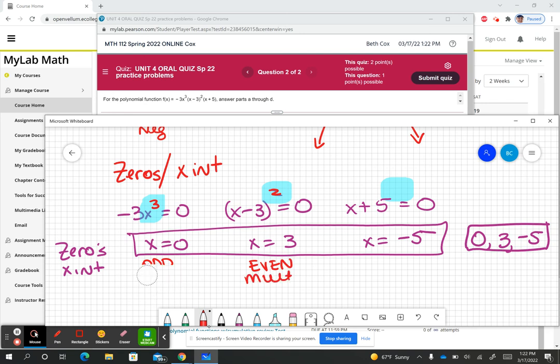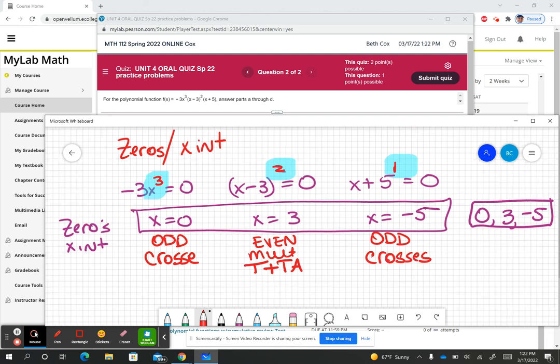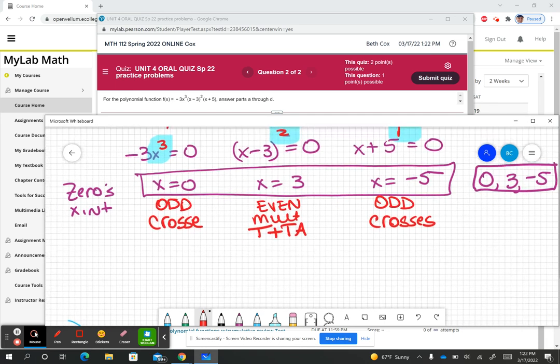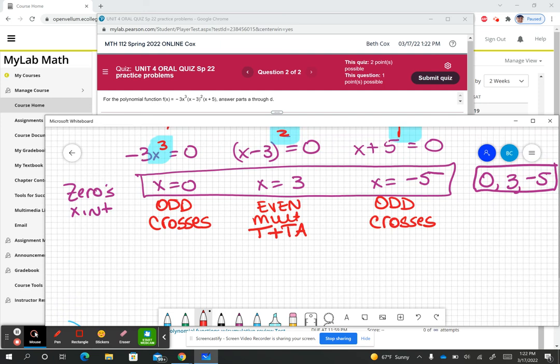Sorry, that's wrong. Odd multiplicity crosses. Even multiplicity touches and turns around. My bad. And this one's also odd, and it crosses. So the odd multiplicity crosses. The even multiplicity touches and turns around.